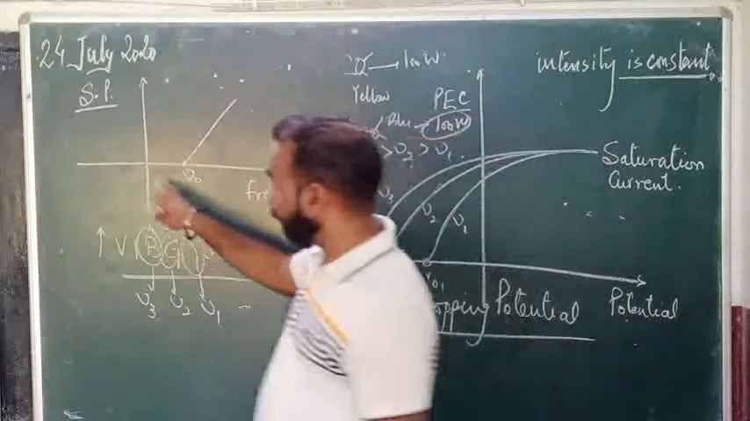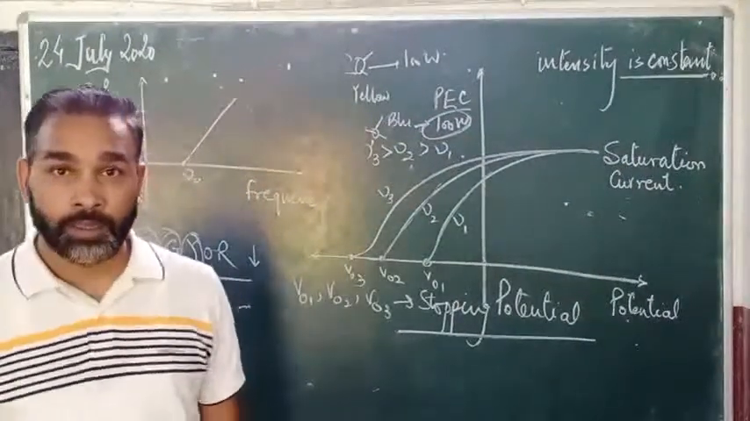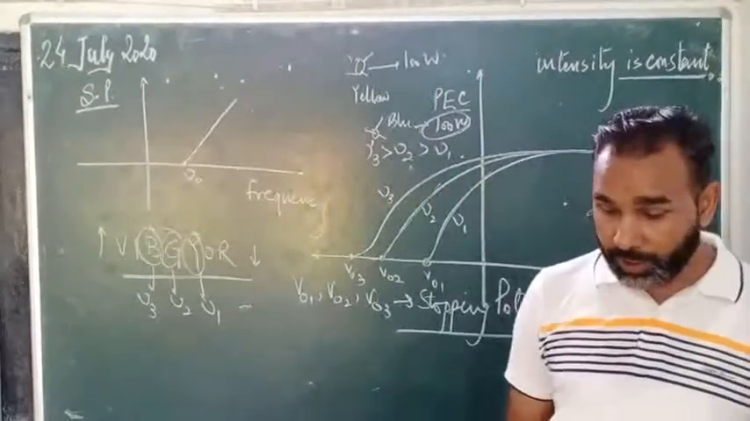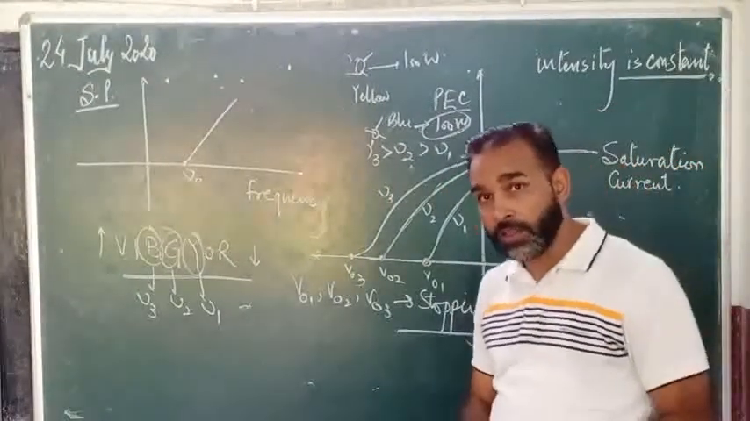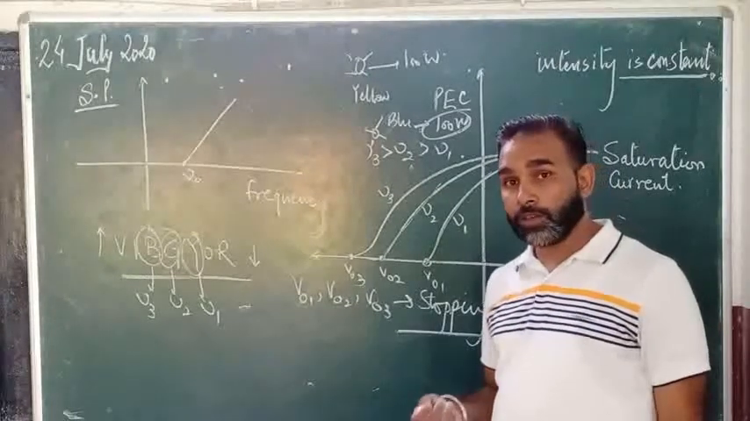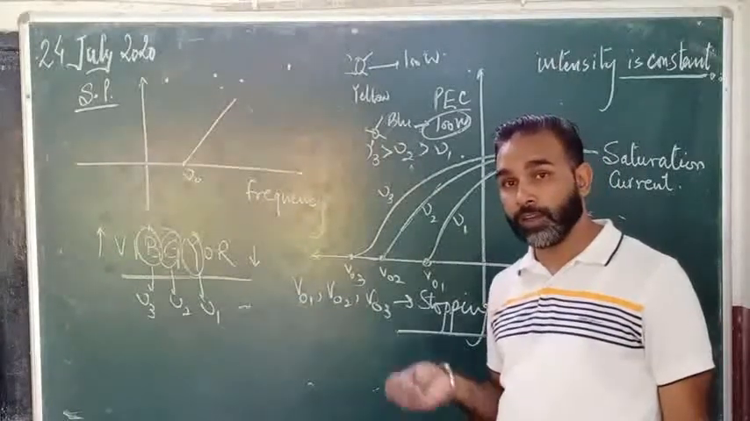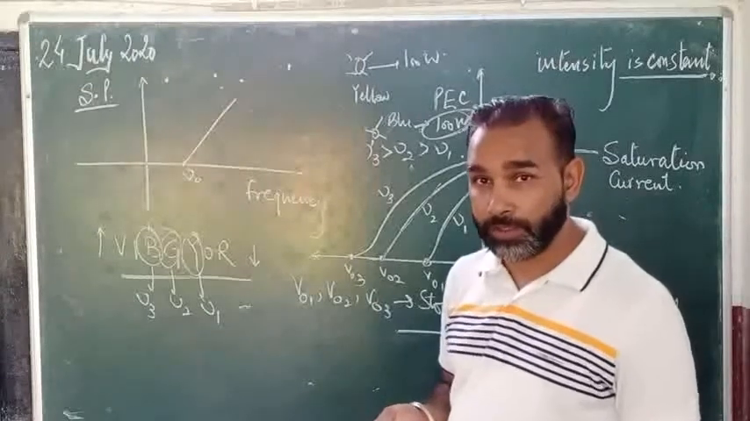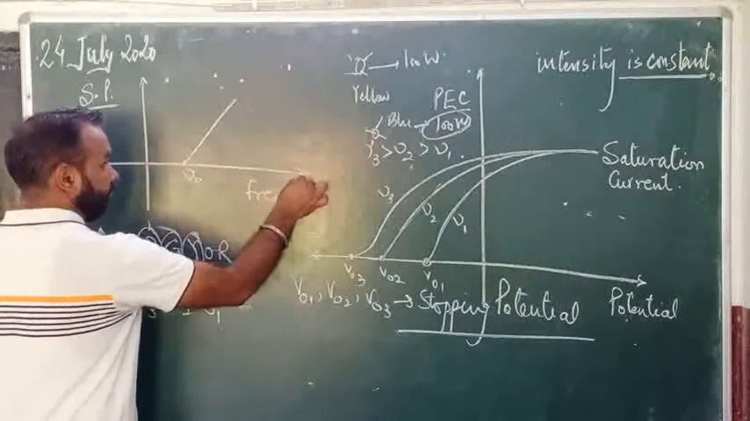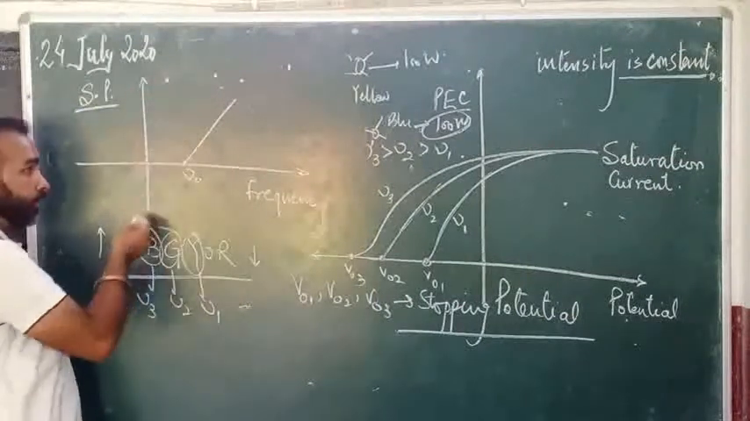Now why is this graph not from the origin? That is the question. Why is this graph not from the origin? So the answer to it is that electrons emit out only after they obtain a threshold frequency. Right? So till here, this is the value of frequency, this is the value of stopping potential.